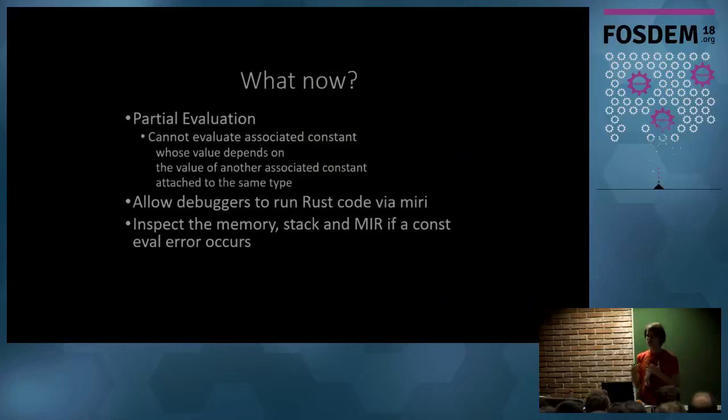And to do these things, that's called partial evaluation, because you don't know everything, but you know enough to compute the value. And this is a big thing that we're going to be working on this year, but it's going to take time. And yeah, one other big thing that we're working on is allowing, for example, GDB to run Rust code with miri on actual physical memory.